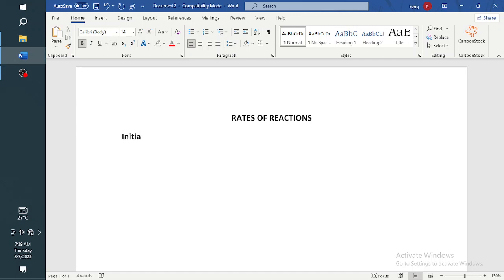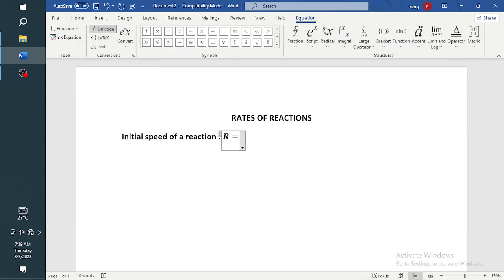First of all, I would like us to know what we call the initial speed of a reaction. What's the initial speed of a reaction? The initial speed of a reaction is simply the rate of that reaction, the initial rate of the reaction. We know that the rate of any chemical reaction is equal to the rate constant times the product of the concentration of the reactants raised to their partial orders.